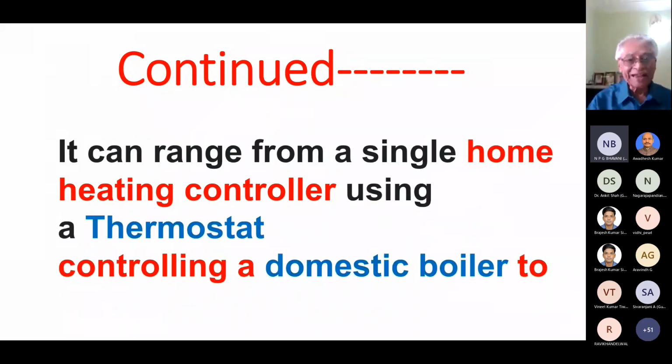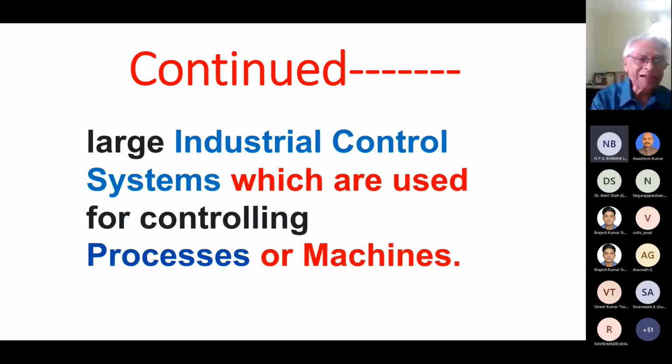It can range from a single home heating controller using a thermostat, as you have in your geysers and heaters, controlling a domestic boiler, to large industrial control systems which are used for controlling processes or machines. You can have a very big system, and a very small system, and both are controlled. Everything is controlled, whether it is a process or a machine.